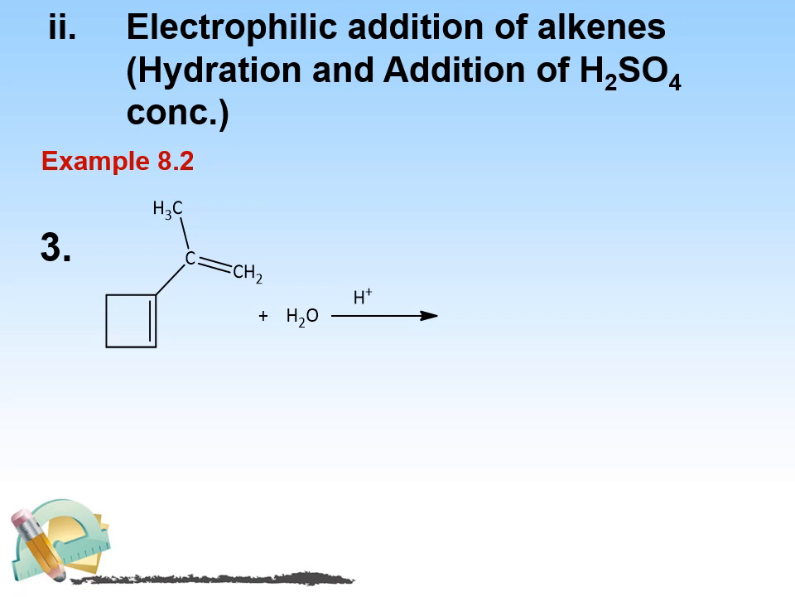Okay, let's do the third example, 8.2. This is another hydration and addition of sulfuric acid, electrophilic addition. The reactant is given to you. Here there are two double bonds. So, according to Markovnikov rule, we are going to add OH at the carbon that has no hydrogen, H to the carbon that has more or most hydrogen.